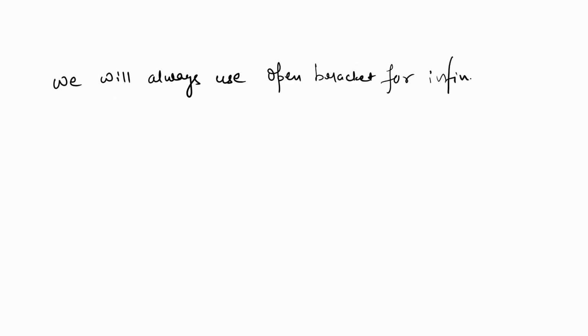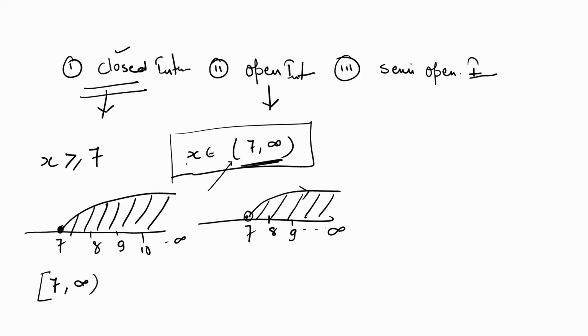See, we always use an open bracket for infinity. And why so? Because infinity is a value that we cannot actually reach. See, this infinity is many times bigger than this 7. When you compare, you cannot reach infinity.